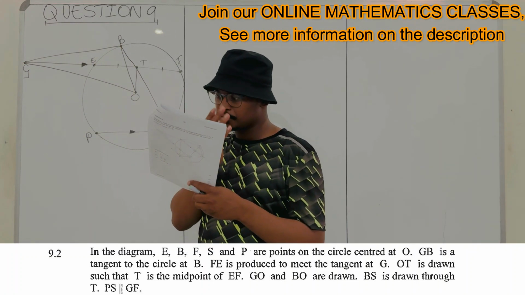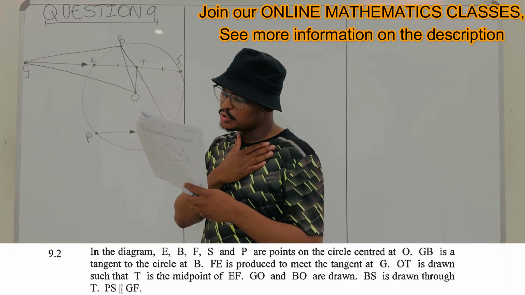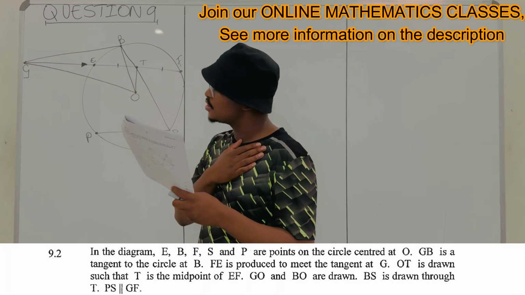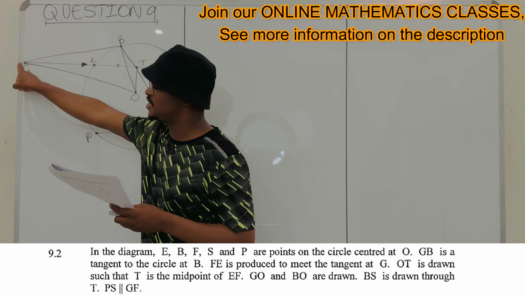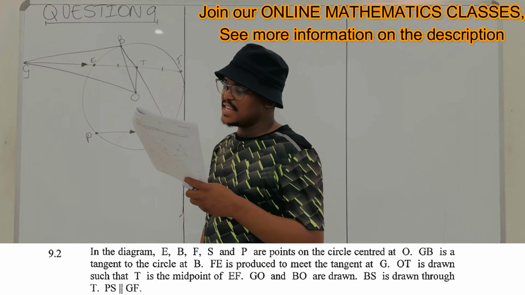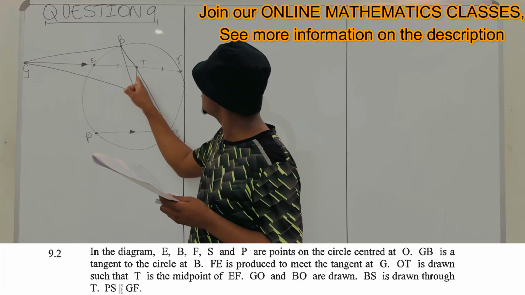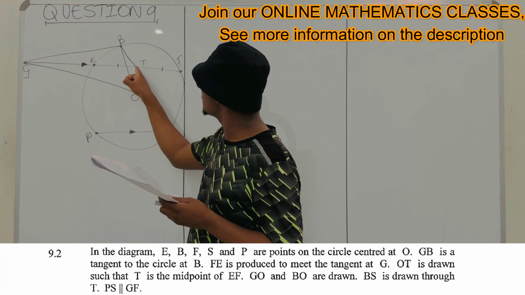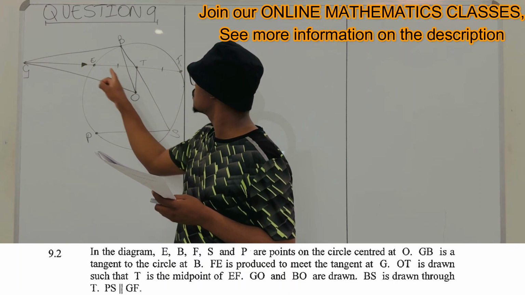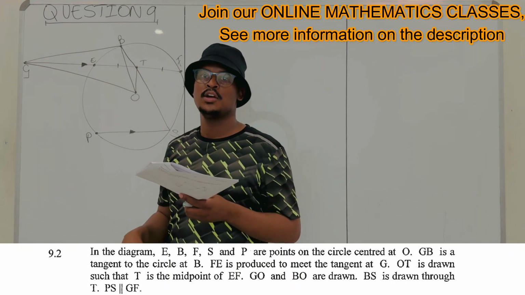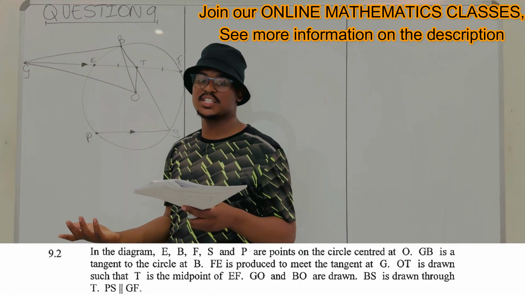No problem. They went on to say that FE is produced to meet the tangent at G. So you can see FE, this length here, is extended to meet our tangent GB at point G. They're saying OT is drawn such that T is the midpoint of FE. So OT is drawn such that T is the midpoint of EF. So this is a line from center to midpoint of a chord, which is what we just proved. So I'll say these two lines are perpendicular from the theorem that we just proved at 9.1.